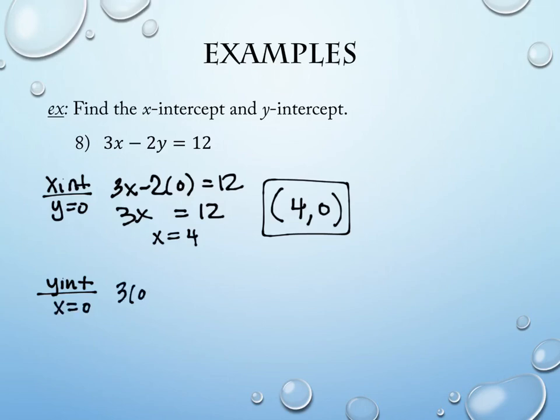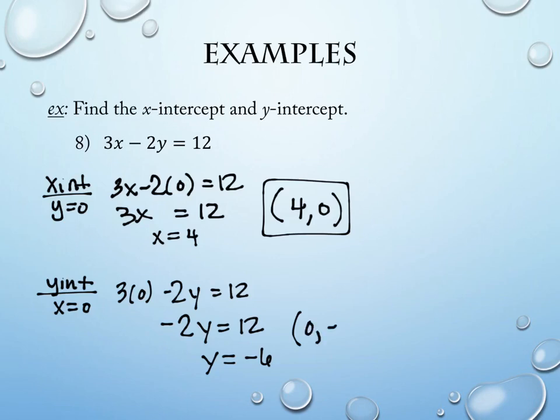So I have 3 times 0 minus 2y equals 12. So this is negative 2y equals 12. What's y? Negative 6. So my y-intercept is 0, negative 6. Always as an ordered pair. Okay, any questions on that?